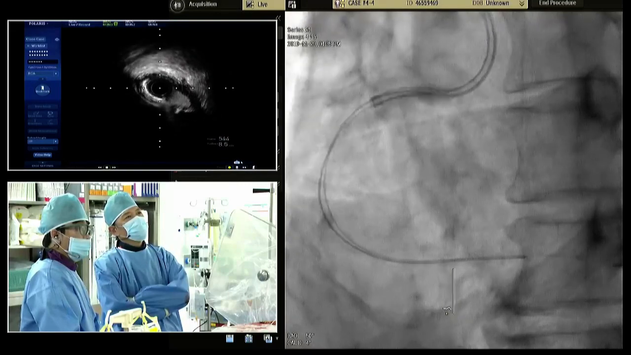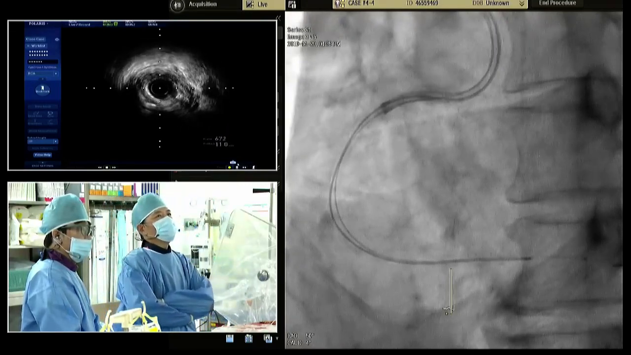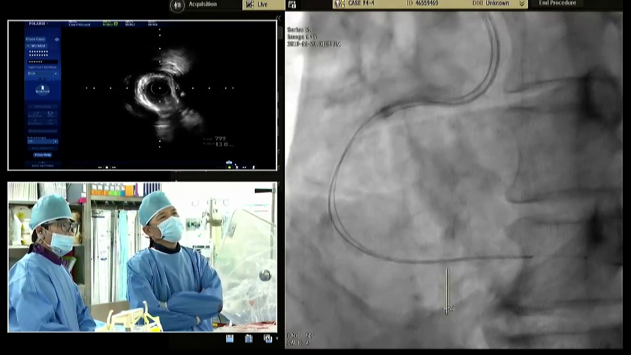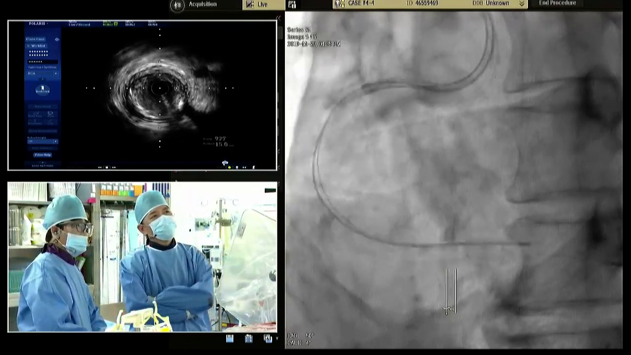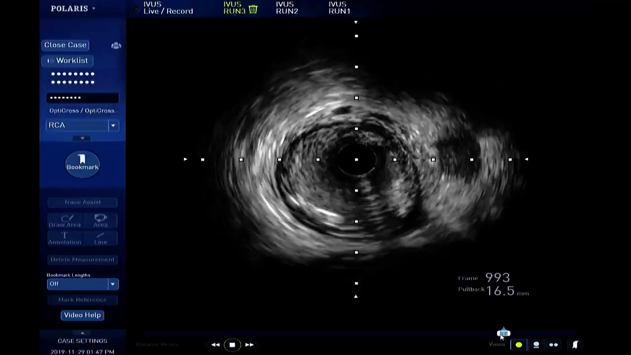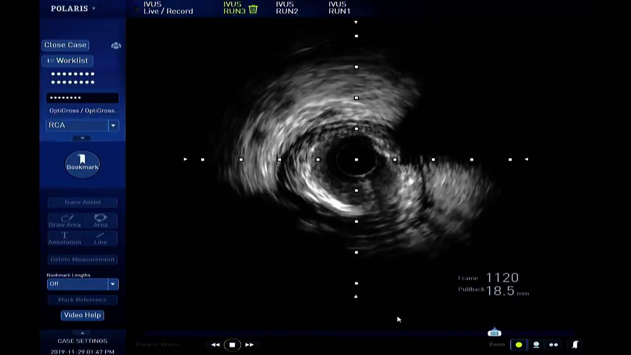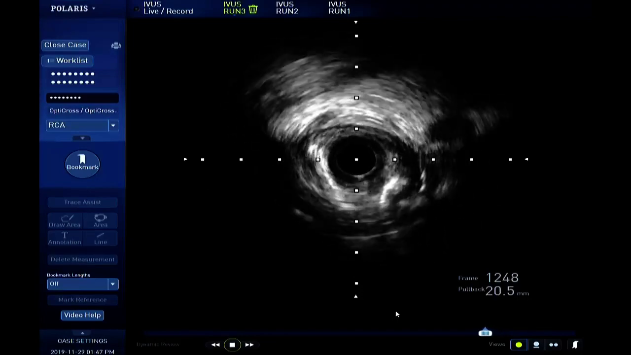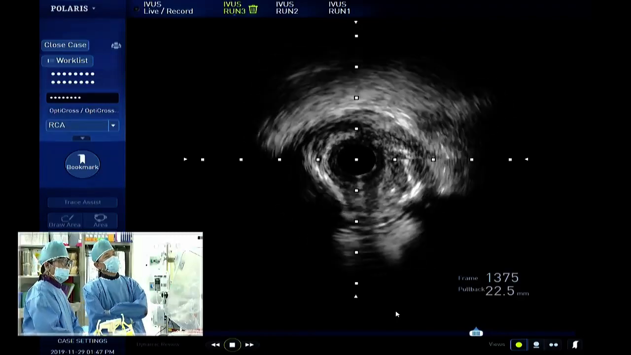Okay, some branch here. There's a superficial calcium, quite a large amount of plaque. And this point will be a potential distal target, I think. Okay, a very diffuse disease with superficial calcium. Okay, the vessel size is about 3.0.